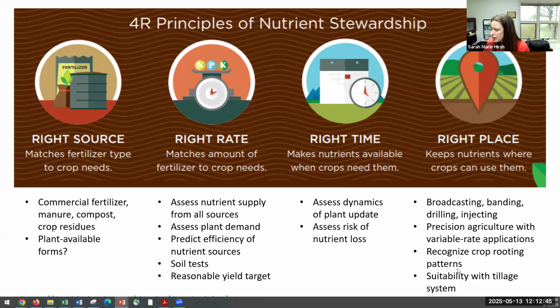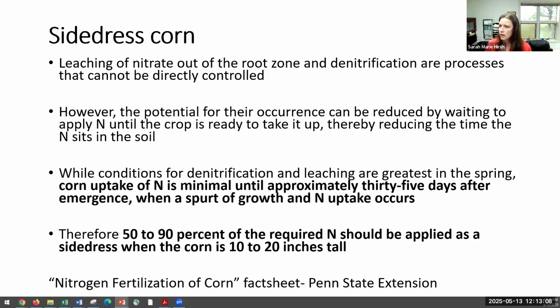And then we want to recognize crop rooting patterns. How deep are the roots of this crop typically able to go to access nitrogen? Tillage can really interact with the placement of nutrients. So are we in a no-till system or a tillage system? And that is going to affect how we're going to place our nutrients.